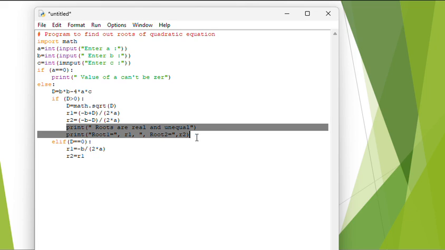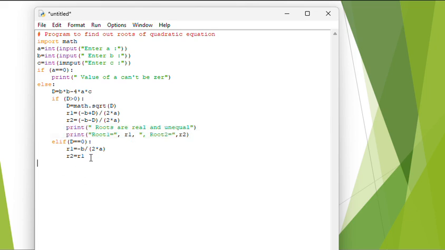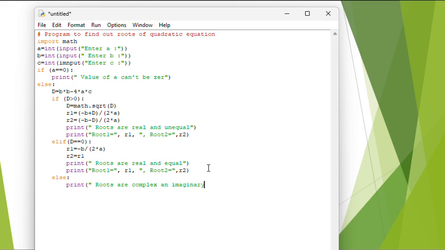Or you may assign, or you may not write this. Now print, I'm copy pasting so that it will be easy little bit. Now roots are real and equal. I'm modifying that only. And this thing, root 1, root 2. Okay. Now else of it. It means simply we will be writing roots are imaginary, are complex. Imaginary, and the program gets over here only.